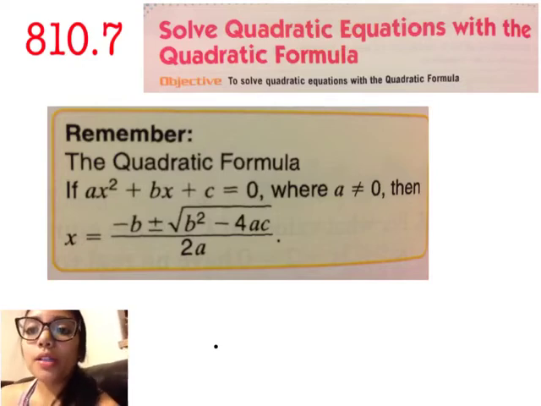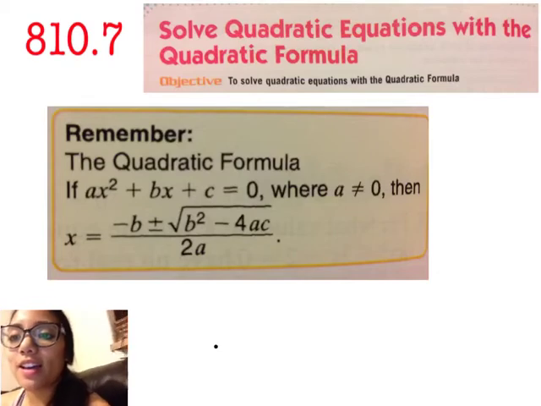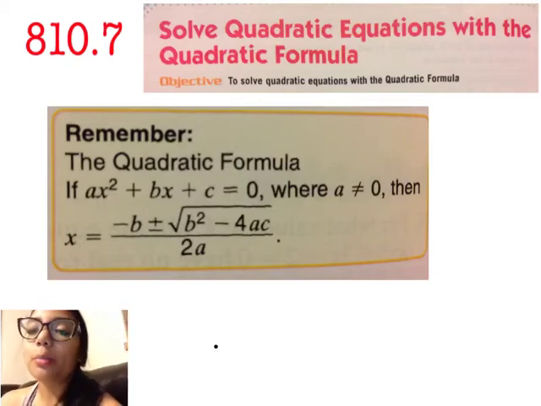X is equal to the opposite of b plus or minus the square root of b squared minus 4ac all over 2a. Very sorry for your ears right now, but I had to.